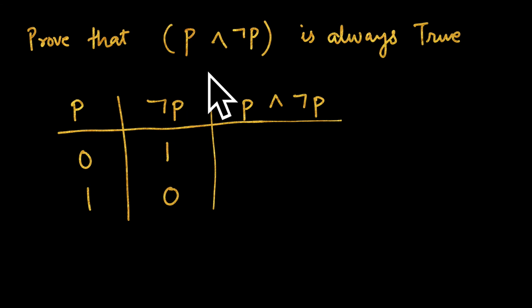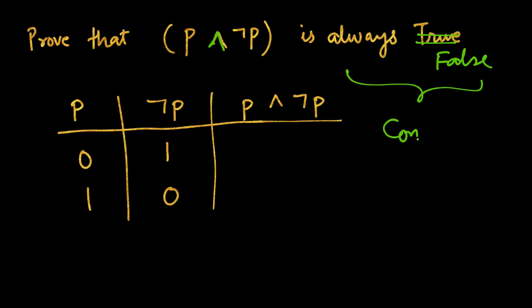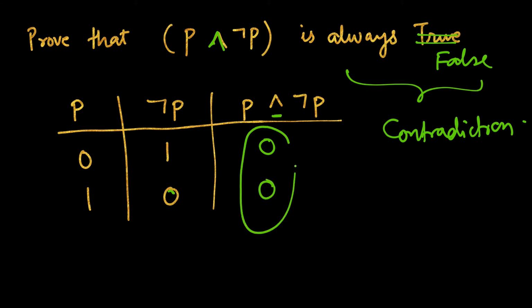Now we have another example. Here instead of OR we have AND. It should be always false, and this condition we call a contradiction. We see that this AND is 1 only when both are 1. Here we see that it's 0, so it will be 0. Similarly, here not P is 0, so it will be 0. So here it's always false.